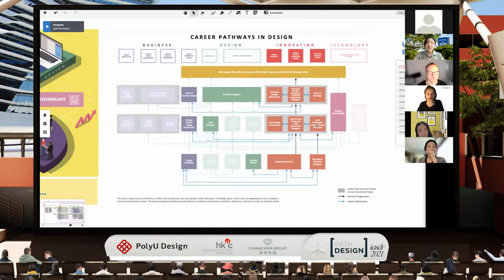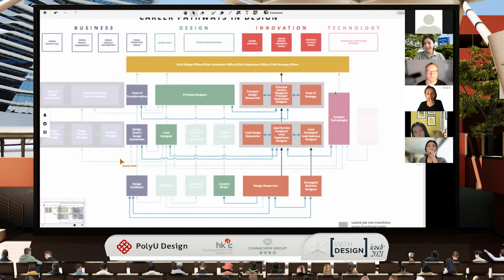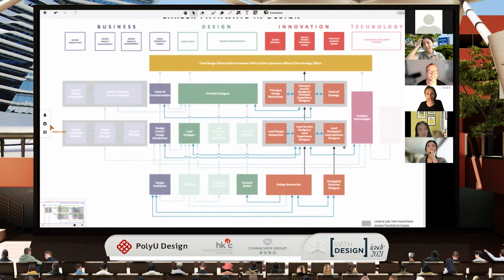They categorized design-related job roles and the career pathway into four categories: business, design, innovation, and technology. And as you can see here, thanks, Daniela, service designer is actually located under innovation. And those job roles under design are more like conventional design roles like product designers, industrial designers, and visual communication designers. And on the business side, it was more about design management and design facilitator roles.